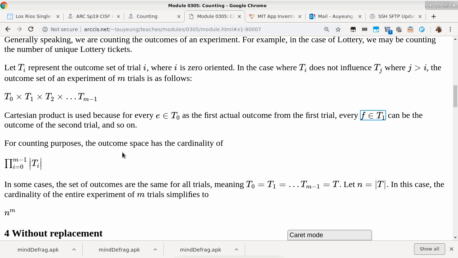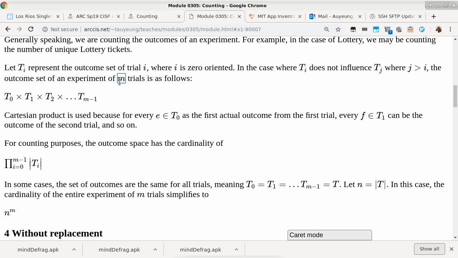In this notation, m is referring to the number of trials. So you've got the big pi, and the top one is m minus 1. What is m? m is the total number of trials of the experiment, which is introduced here.